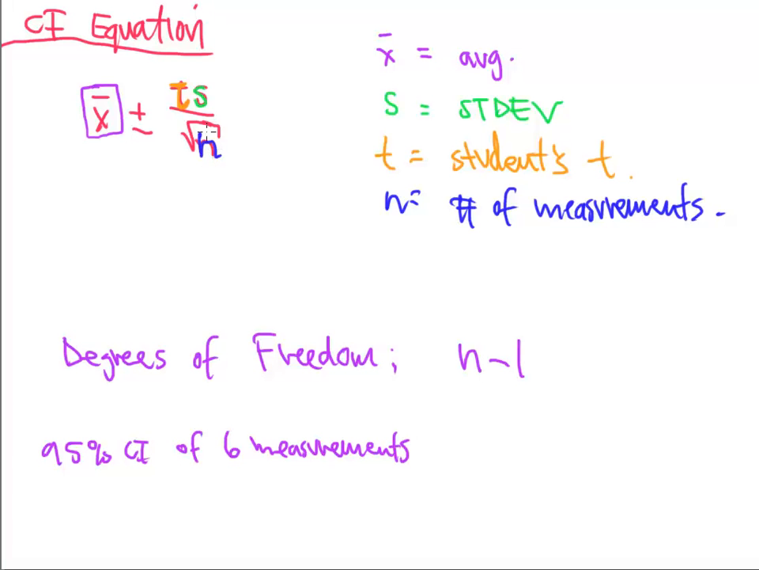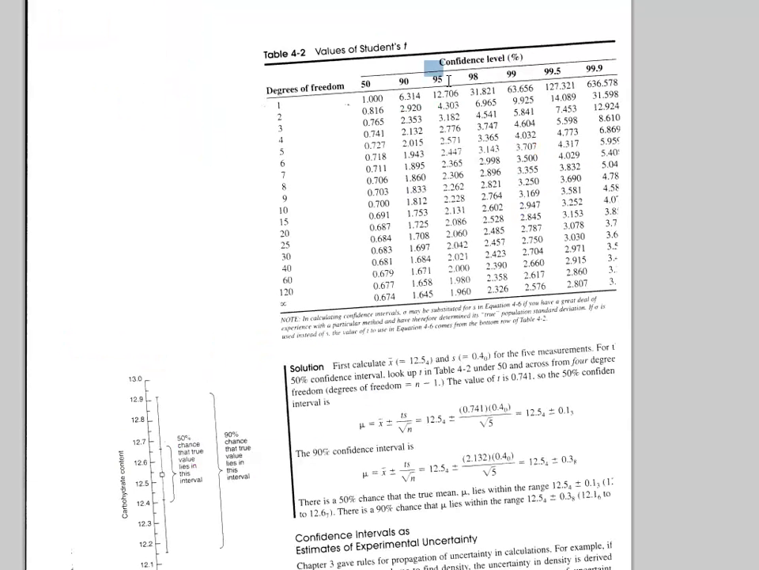N is the number of measurements. How many measurements did I do? 6. So a 6 goes there under the square root sign. What about the student t? What number goes there? Well, I go to this table and I say, okay, well, here's my 95% column. Which number out of that column do I pick? Well, I did 6 measurements, but these are degrees of freedom. So I take my 6 measurements minus 1. That gives me 5. That is my degrees of freedom.